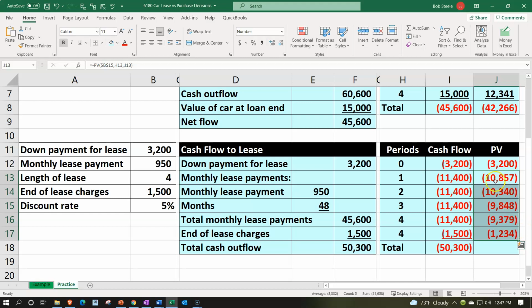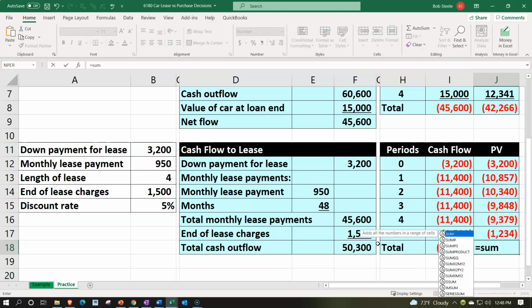There we have it. So that means that the 11,400 discounted at 5% 1 year out gets to the 10,857. The 11,400 2 years out discounted back 5%, 10,340. 11,400 3 years out discounted back 5%, 9,848. And 4 years out 5% discounted back 9,379. And then this 1,500 discounted back 1,234. Let's go ahead and sum this up.